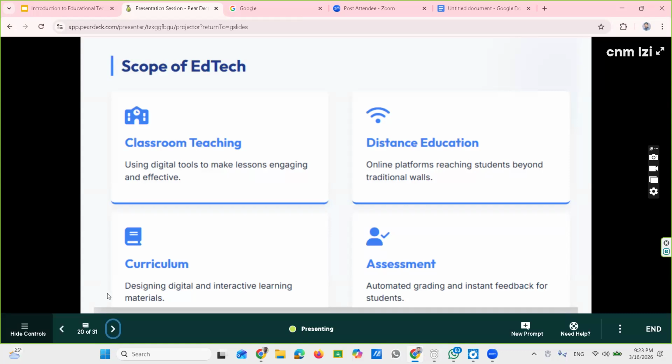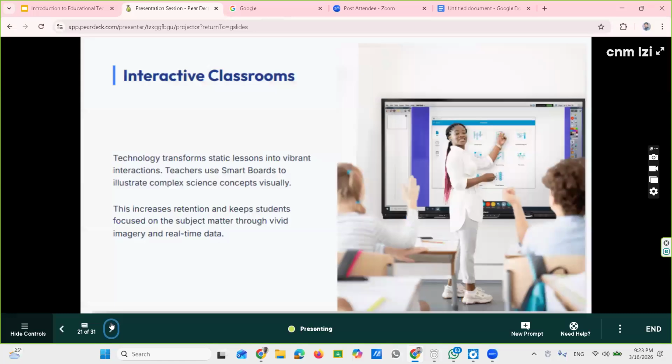Then next slide, interactive classroom. You always want to focus on this: we discuss the meaning of interactive several times in this session. You want to make an interactive classroom using technology. That's one of the main targets, right? You want to convert your traditional classroom into an interactive one.